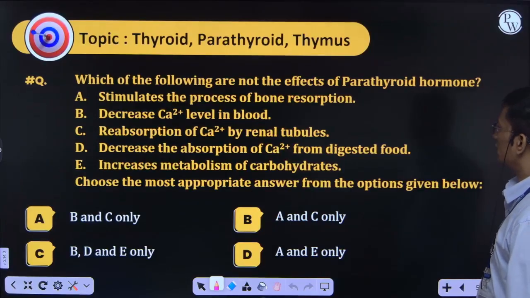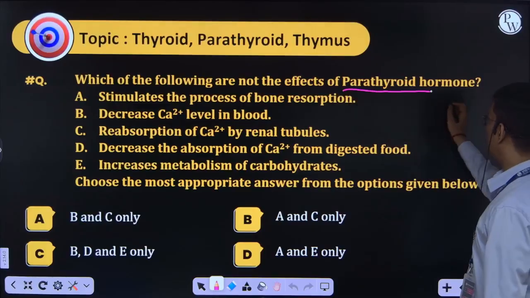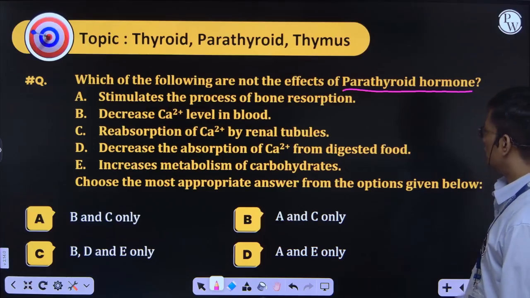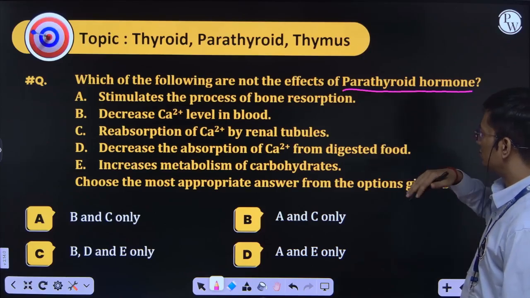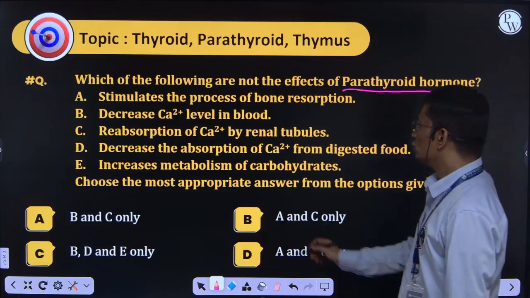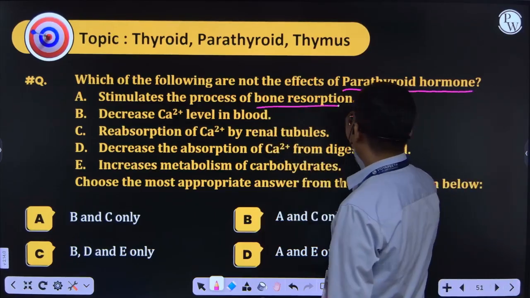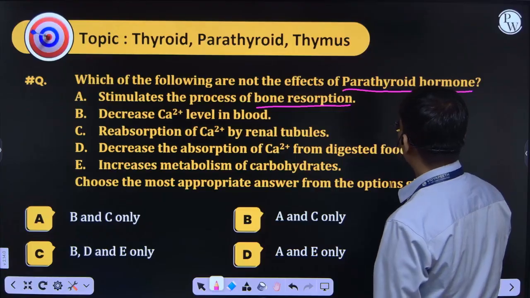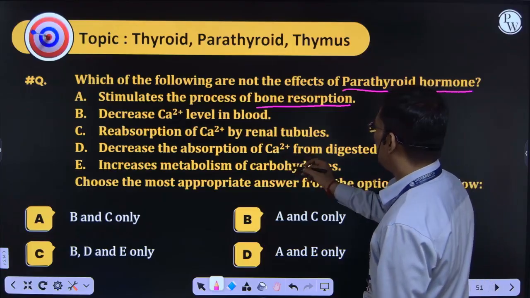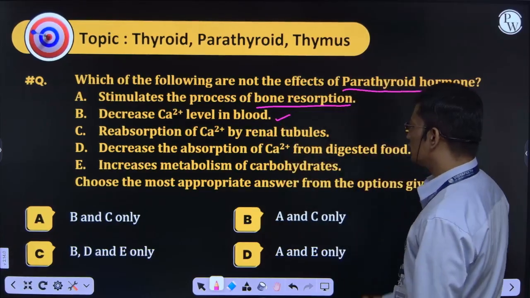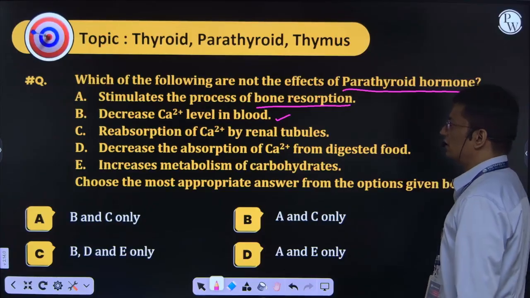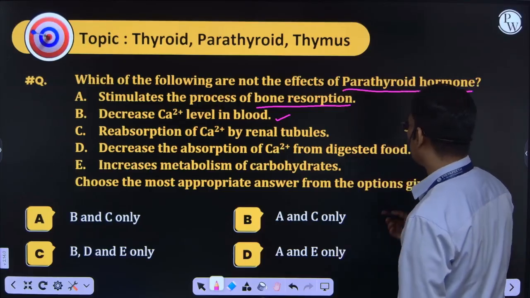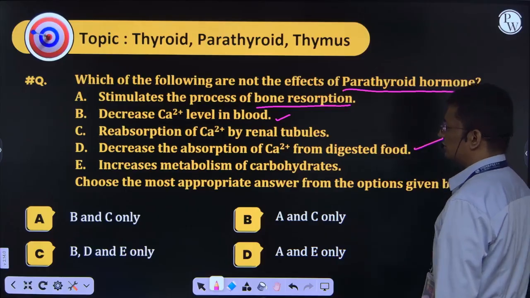Now the function of parathyroid hormone. Parathyroid hormone is very important. Parathyroid hormone and thyrocalcitonin jointly regulate the calcium level. Parathyroid hormone increases blood calcium; thyrocalcitonin decreases blood calcium. It stimulates the process of bone resorption. That is correct. But the question asks what is not the effect. Decrease in blood calcium is not the effect. Reabsorption of calcium by renal tubules is a function.